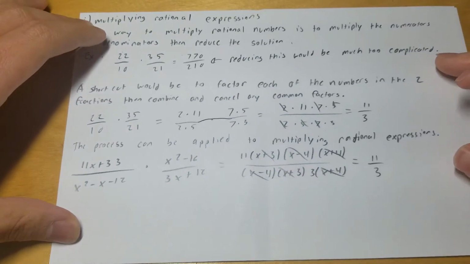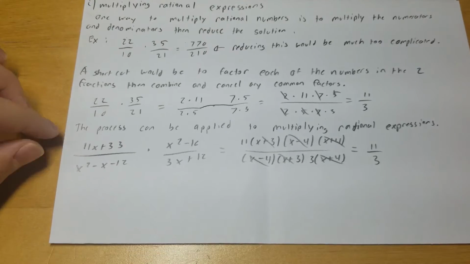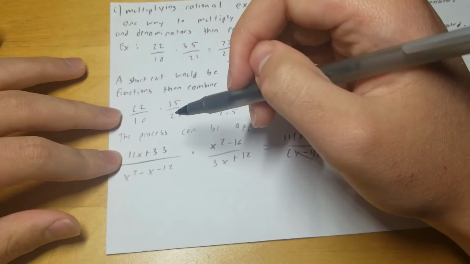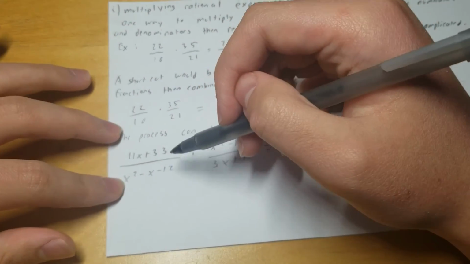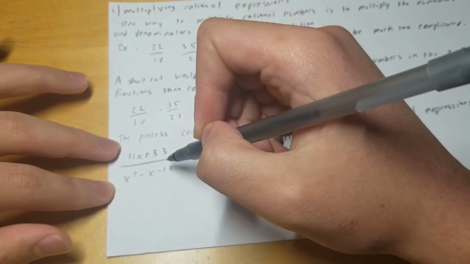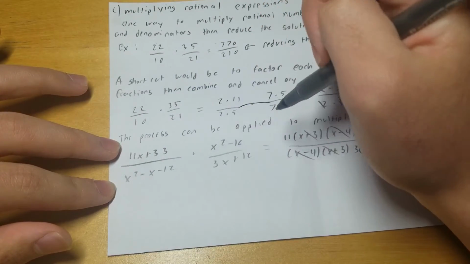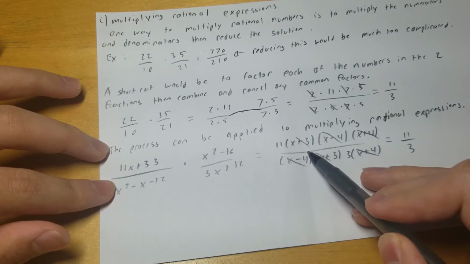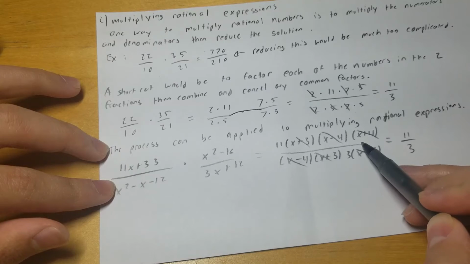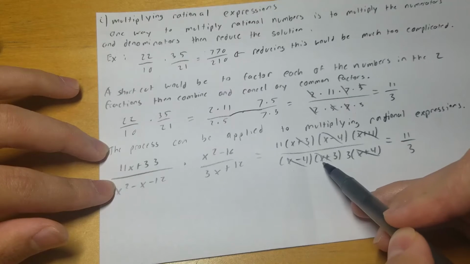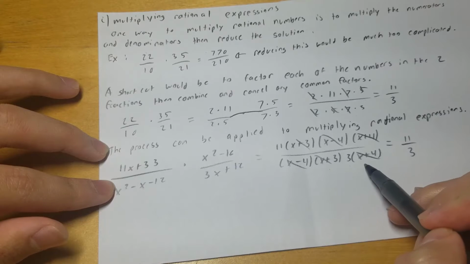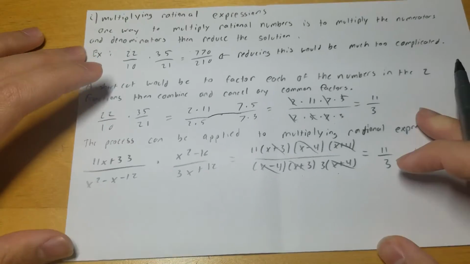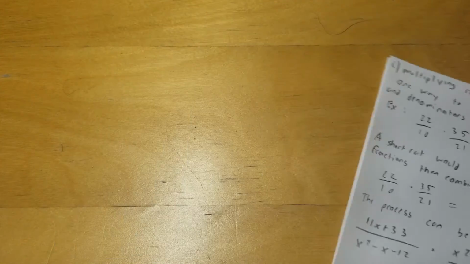And the reason for you to learn this is that this process is applied to multiplying rational expressions. So let's say you have (11x plus 33) over (x squared minus x minus 12), times (x squared minus 16) over (3x plus 12). And that would factor out to 11 times (x plus 3) times (x minus 4) times (x plus 4) over (x minus 4) times (x plus 3) times 3 times (x plus 4). And all these would cancel out, and you'll be left with 11 over 3 as your final answer. Okay, moving on.